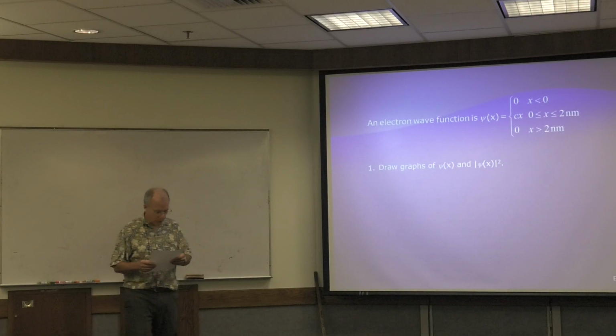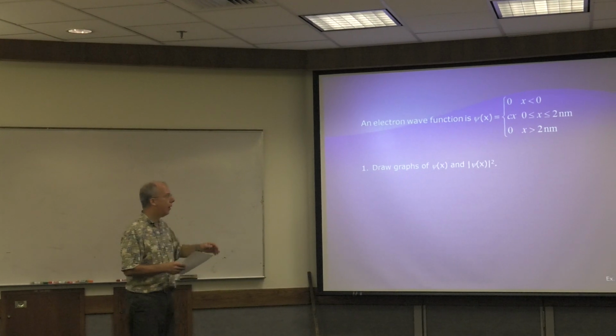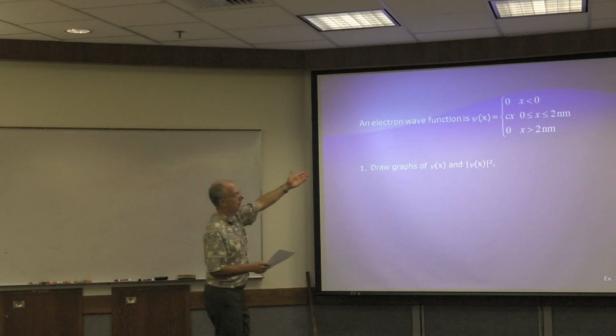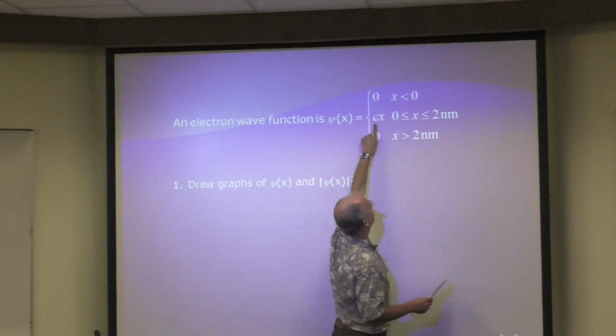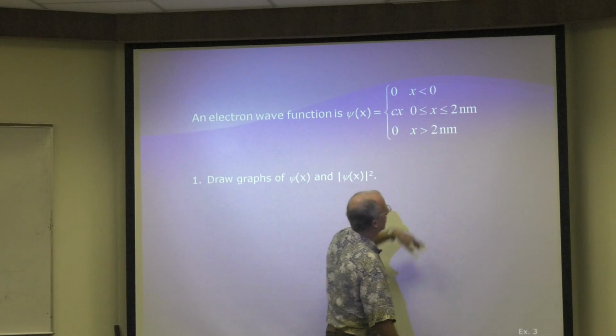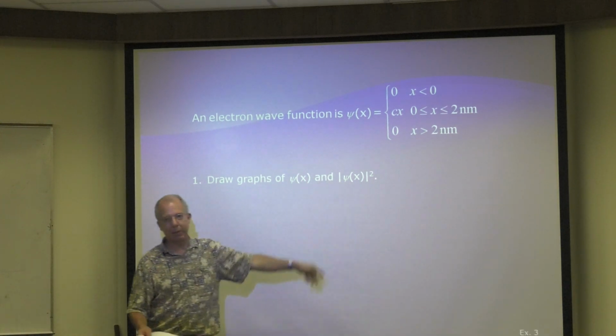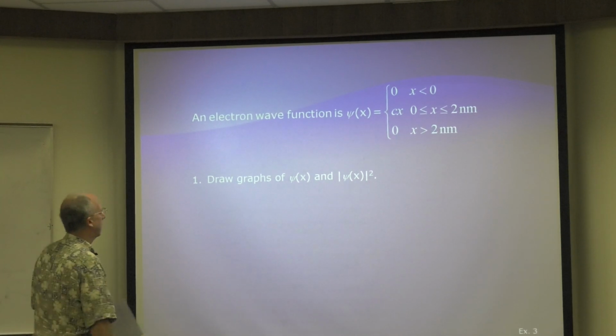Okay, so now we're going to do example number 3. Now they give us the wave function. But like I said before, you notice it just has some constant, some coefficient, which we have to determine, times some function of x. Now this is a super easy one. Okay, so first of all, draw the graphs of psi of x and psi squared of x.